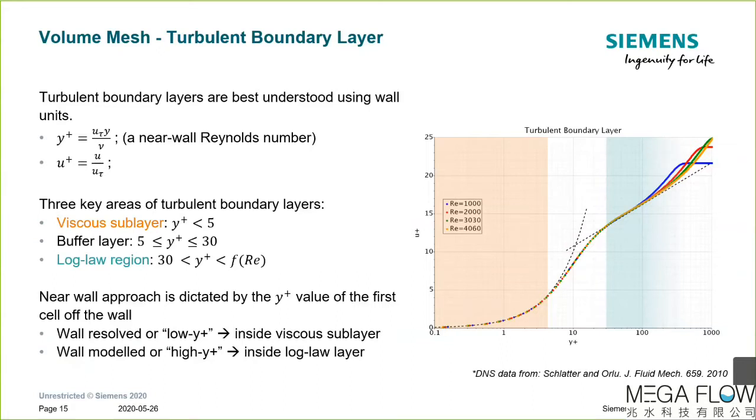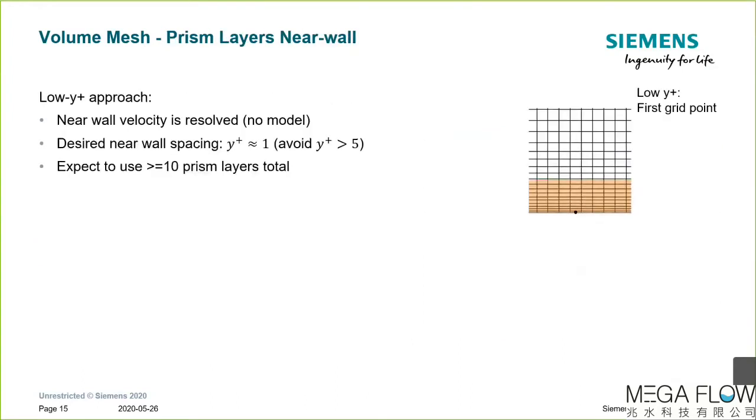But I want to mention here that we have 3 areas, let's say. We have the viscous sublayer close to the wall, we have the buffer layer and the log-law region, and we have to create our mesh so that it fits to these different areas of the boundary layer. So there is a low Y plus mesh approach. So as you can see on the right-hand side picture, we are putting the first cell centroid within the viscous sublayer. We are adding a sufficient number of boundary layers in order to resolve the velocity gradient.